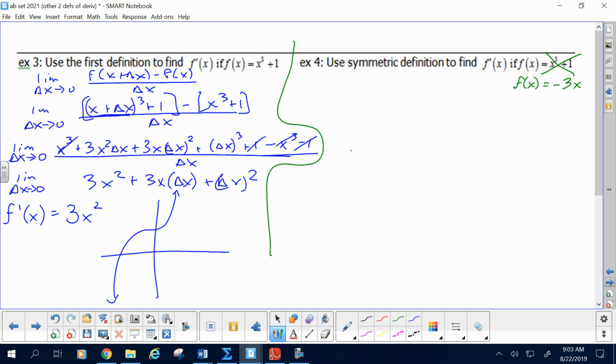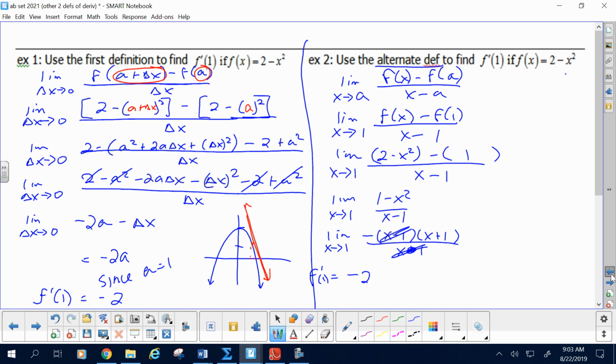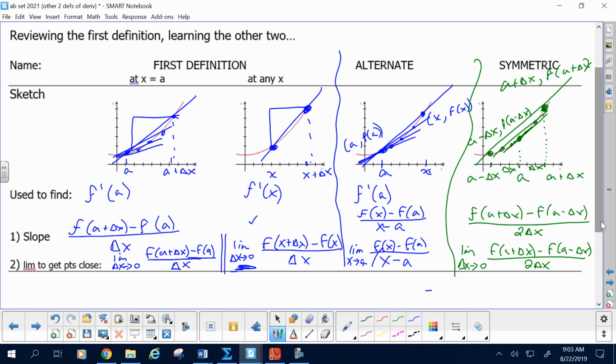Now, this is one thing I wanted to tell you, and I forgot to tell you in my notes. Would you jump back up to here? I didn't do it in here, this is what it's used to find. Do you agree that in the example I gave you, it was finding f prime at a specific a, but you could use that same idea to find f prime at any x also. So you'll see symmetric, like the first definition. You could use it to find it at a point and you'd see a number in there, or at any x and you'd see x in there.